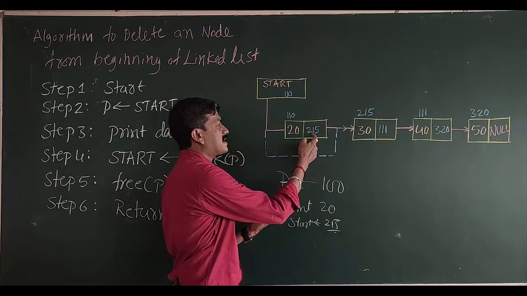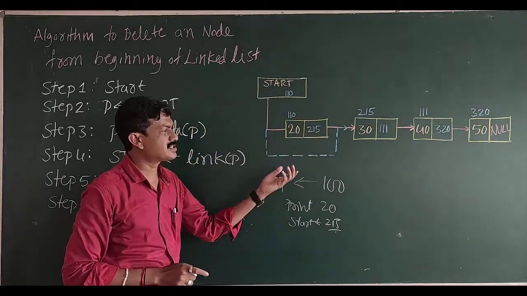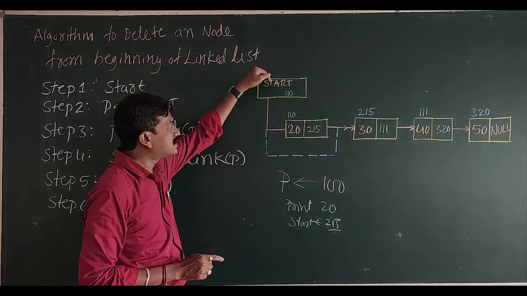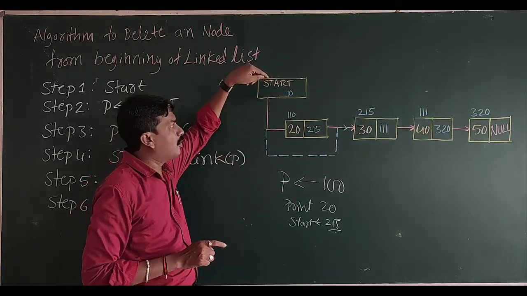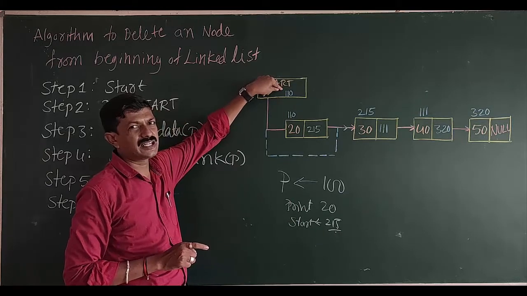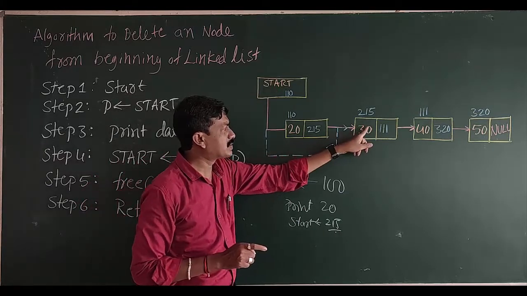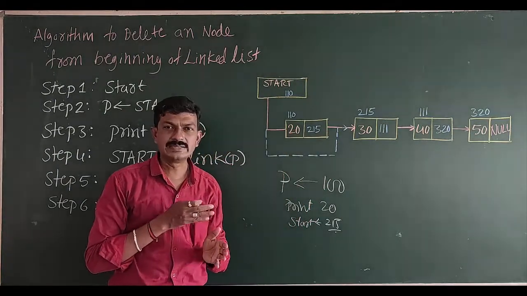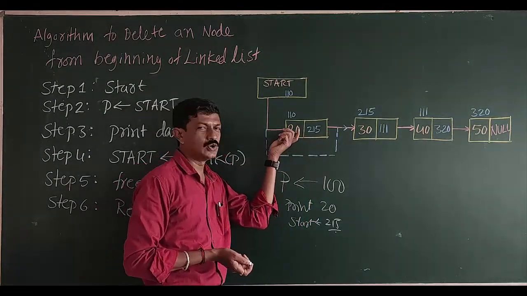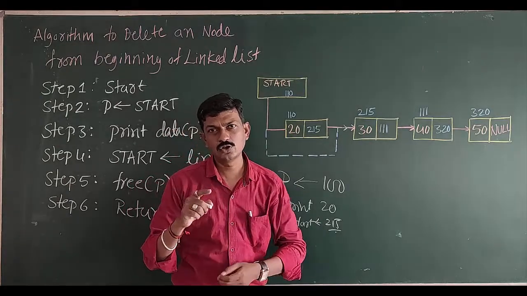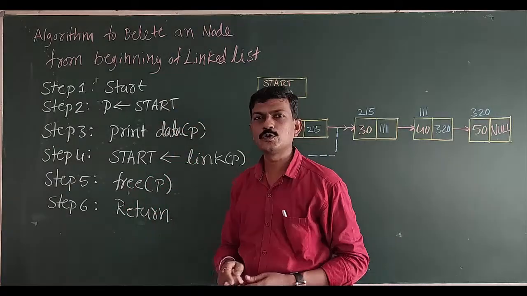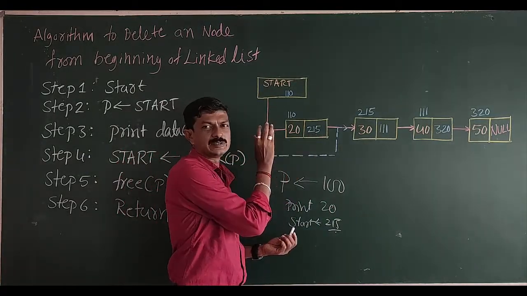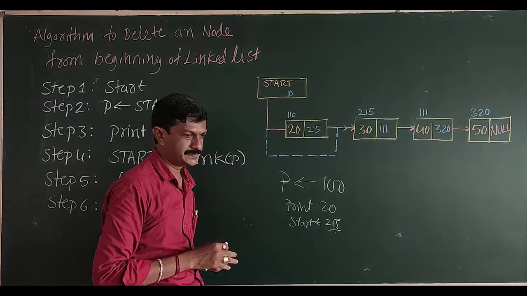Once I assign 215 to the start pointer, I have freed this node from the given linked list. Once I overwrite the value of the start pointer, which now directly points to the next node, it means I deleted or delinked this particular node from the linked list. Now we are going to see step by step how we delete this particular node from the linked list.